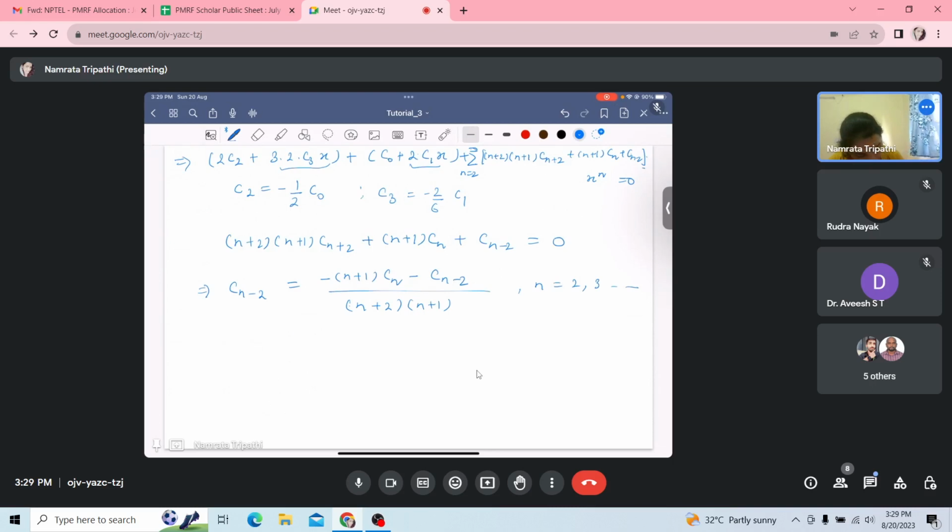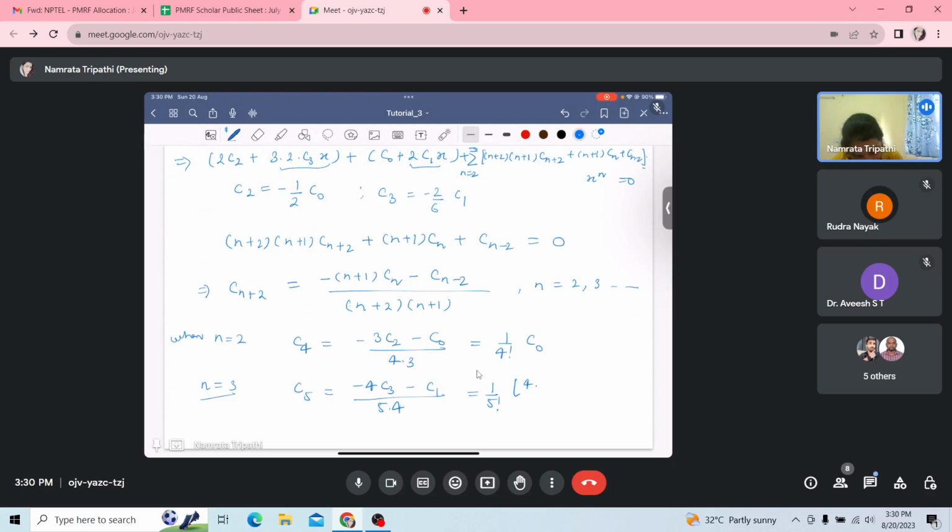So these are the values. We can calculate when n equals 2, then C4 will give 3C2 minus C0. Similarly, when n is 3, we will get C5. Sorry, this is n plus 2. Minus 4C3 minus C1 upon 5 into 4, or 1 by 5 factorial into 4.